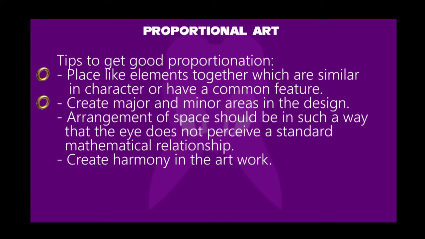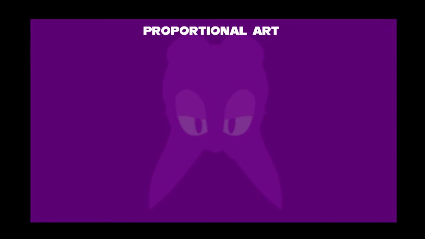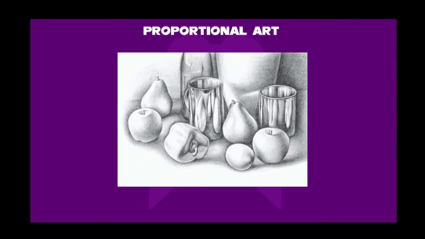Create major and minor areas in the design. The arrangement of space should be in such a way that the eye does not perceive a standard mathematical relationship, and create harmony in the artwork. Then you can get a better perspective view once the proportions are perfect.